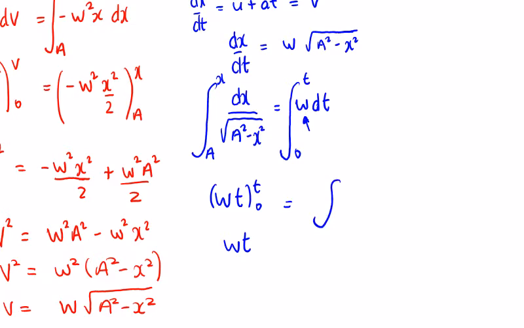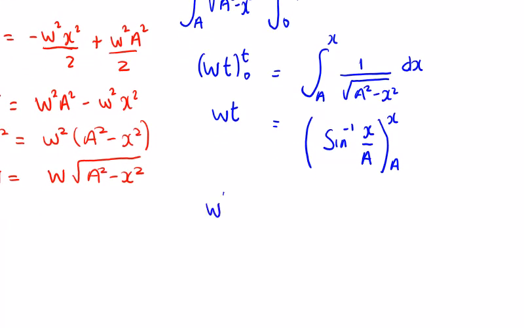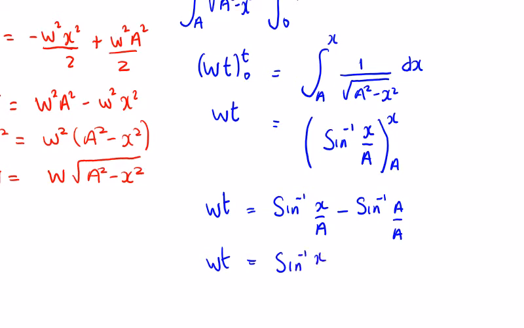Now look what we have here: the integral between x and a of 1 over the square root of a squared minus x squared dx. If you go to the tables, the integral of 1 over the square root of a squared minus x squared is the inverse sine of x over a. So we fit our values in, and wt is equal to the inverse sine of x over a minus the inverse sine of a over a, which is just 1. So wt is equal to the inverse sine of x over a minus the inverse sine of 1.